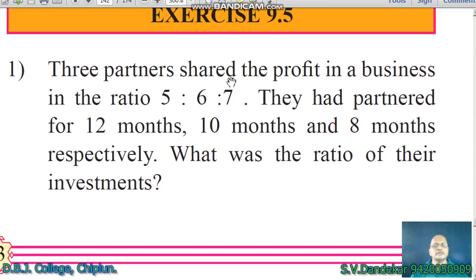Let us study exercise 9.5. Three partners shared the profit in the business in the ratio 5 is to 6 is to 7. They were partners for 12 months, 10 months and 8 months respectively. What was the ratio of their investments?